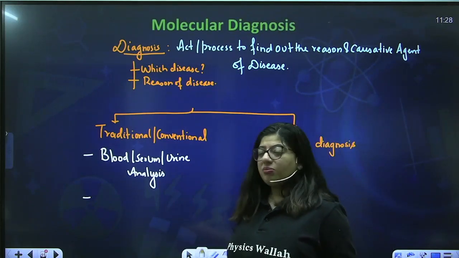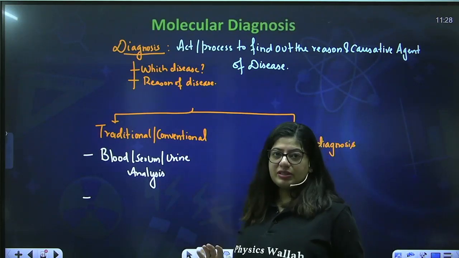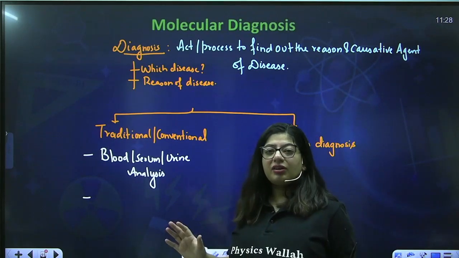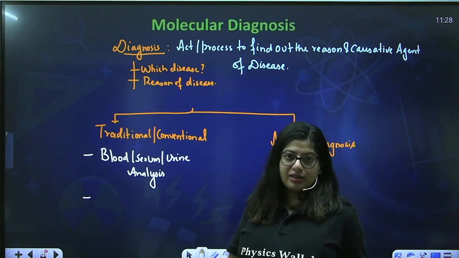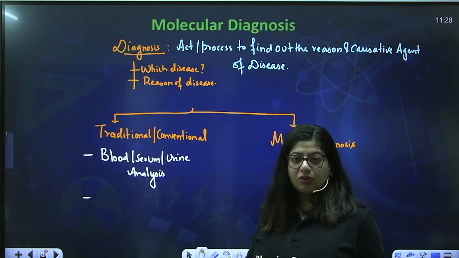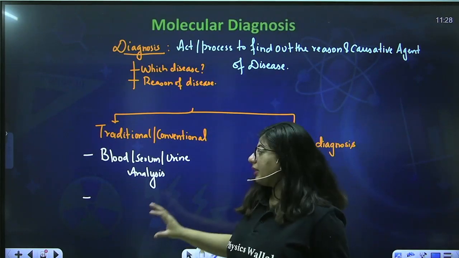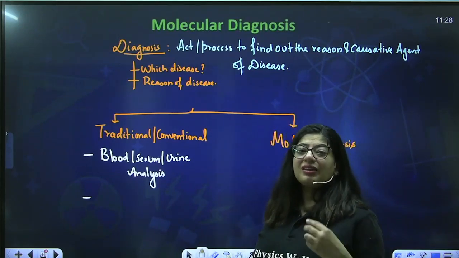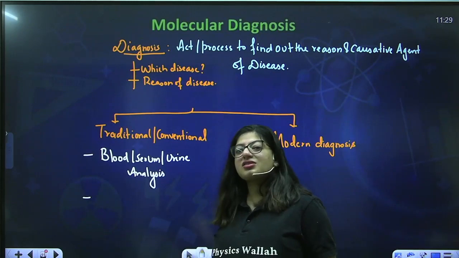Okay, so that means you are diagnosing a disease after the disease has already affected you. You cannot detect it before the disease has occurred or is going to occur. So basically this is a method that you perform after you get the symptoms of a disease. Early diagnosis is not possible in this.